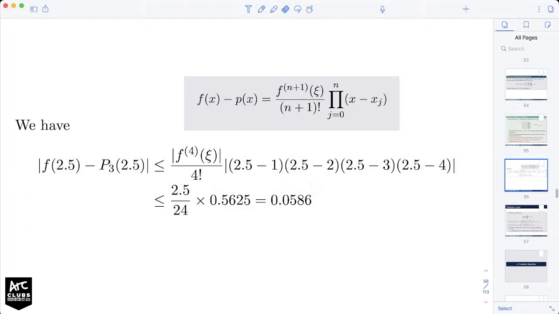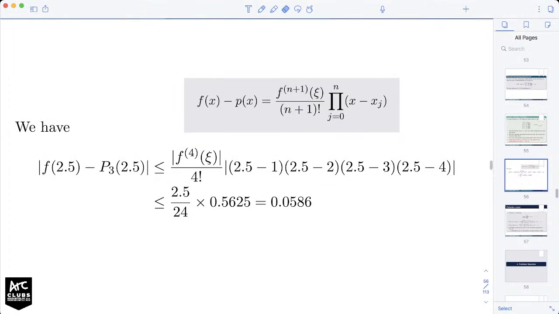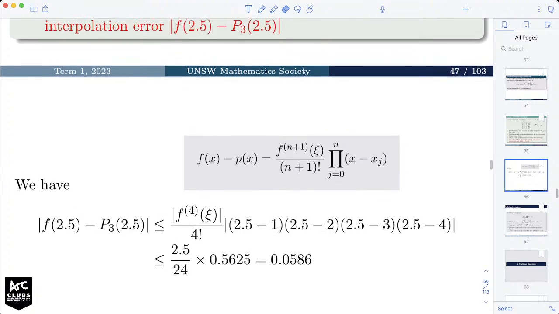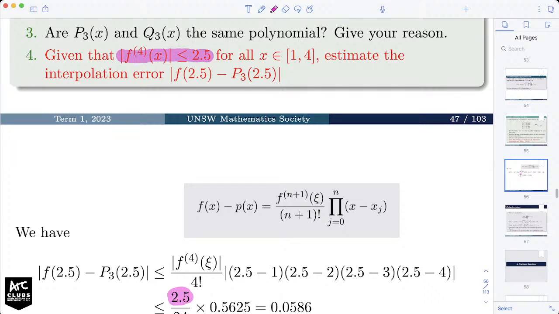Just for the sake of time, I might just go ahead and show you this instead of working through it fully. But essentially the error at the point 2.5 is now going to be bounded again. We can just see how we get this substitution using the formula. Chuck all of that into the calculator, we're going to get 0.0586, and if you want to verify that, feel free to do that as well. And again, where we get this 2.5 from is just on the question, in case you're wondering where that came from.